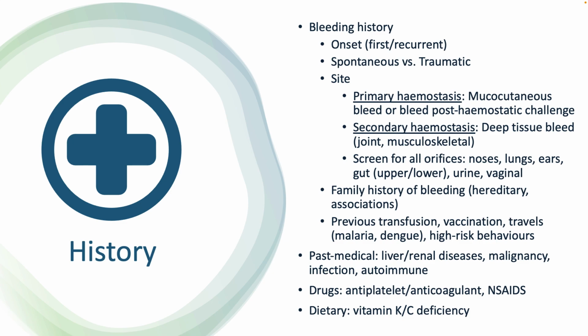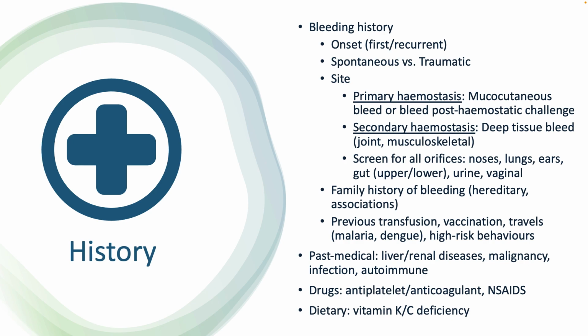If you're talking about secondary hemostasis, it usually involves deep tissue bleeding, which can be joint, musculoskeletal, or soft tissue as well. So all these are a general cut-off. Sometimes a patient who presents with bleeding can have both.